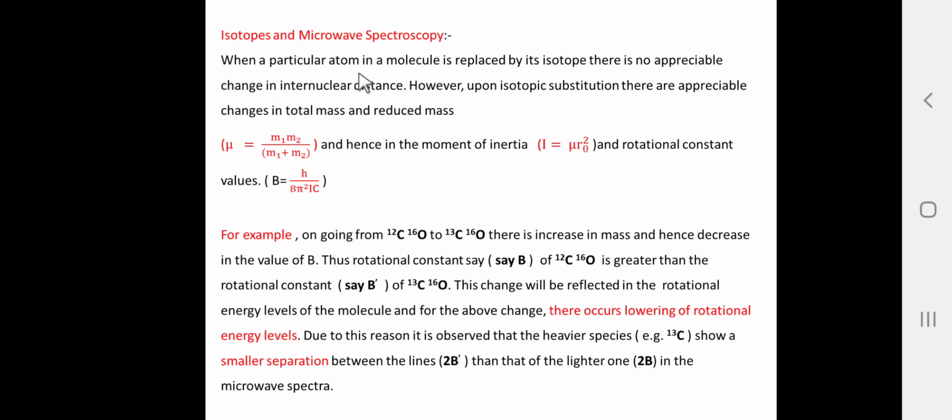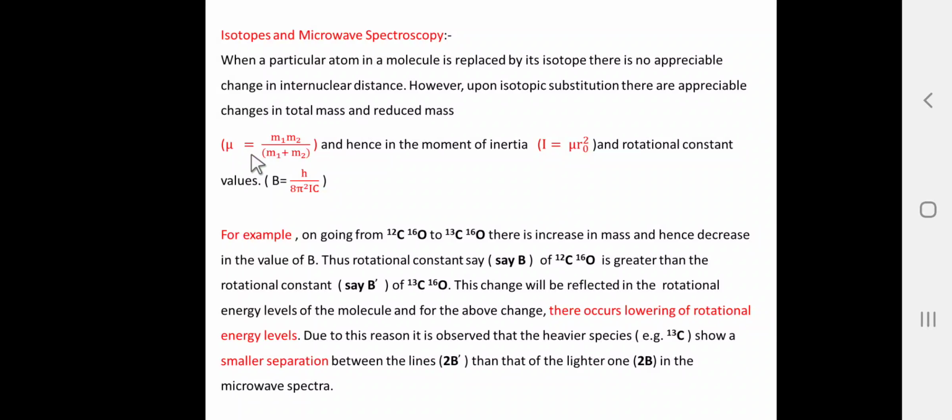So, when a particular atom in a molecule is replaced by its isotope, there is no appreciable change in the internuclear distance. Let us consider the case of carbon monoxide. In case of CO, carbon 12 is used. Instead of carbon 12, if we use carbon 13, there is no appreciable change in the internuclear distance, that means there is no change in the bond length. When we move from carbon 12 to carbon 13, there is no change in the bond length, but upon isotopic substitution there is an appreciable change in the total mass. So, the total mass changes, that is why there is a change in the reduced mass.